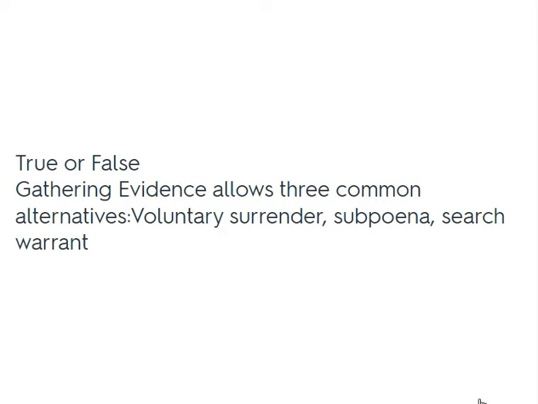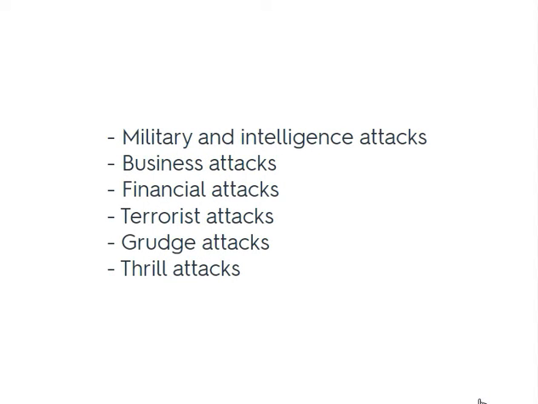True or false: gathering evidence allows three common alternatives: voluntary surrender, subpoena, search warrant. True. Military and intelligence attacks, business attacks, financial attacks, terrorist attacks, grudge attacks, thrill attacks.